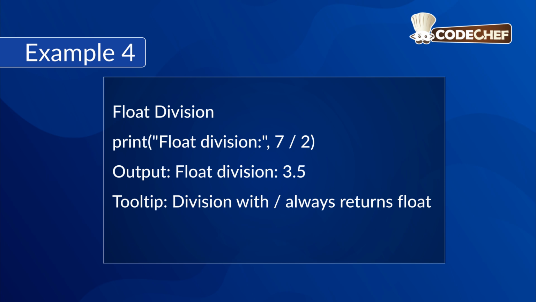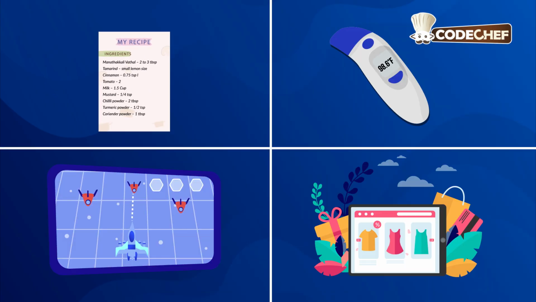Example 4. Using the division symbol always returns a float. 7 divided by 2 gives us 3.5. So while integers give you structure, floats add real-world precision. From recipes to reports, they help you get the details right. Next time you code, don't forget, precision matters.